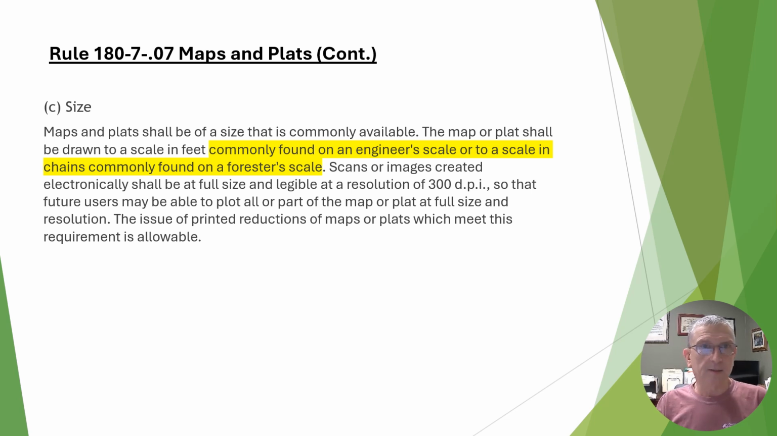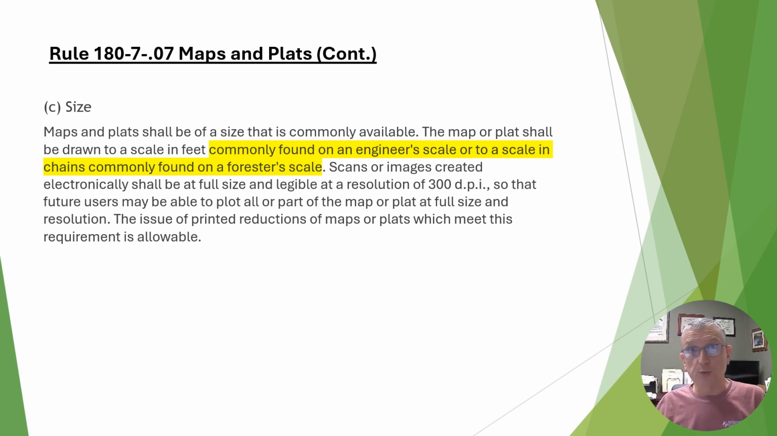But here's the thing. If you just let your software say 1 inch equals 86 feet, or 1 inch equals 150 feet, that sounds good. That's a good fit. 1 inch equals 100 is too big. 1 inch equals 200 is too small for this size paper, so we'll just make it 150. No. The rule says to a scale in feet commonly found on an engineer's scale, or to a scale in chains commonly found on a forester's scale, because there are still some surveyors that do huge timber tracts in South Georgia, and they don't do 1 inch equals 500 feet, or 1 inch equals 600 feet.